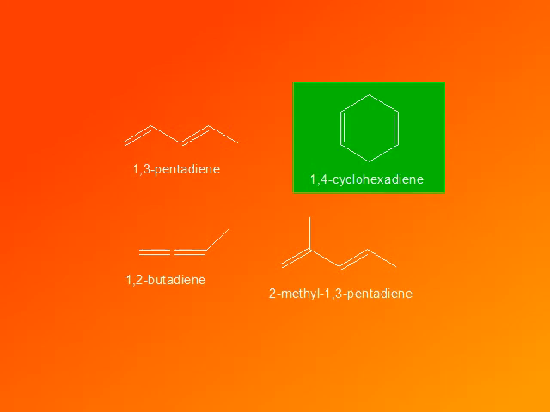Two double bonds are in positions 1 and 4. You can number those yourself, starting with one of the double bonds. Of course, carbons of each double bond must be numbered consecutively, so it means 1, 2, and 4, 5. And you can number them clockwise or counterclockwise, and you will see that this is 1,4-cyclohexadiene.